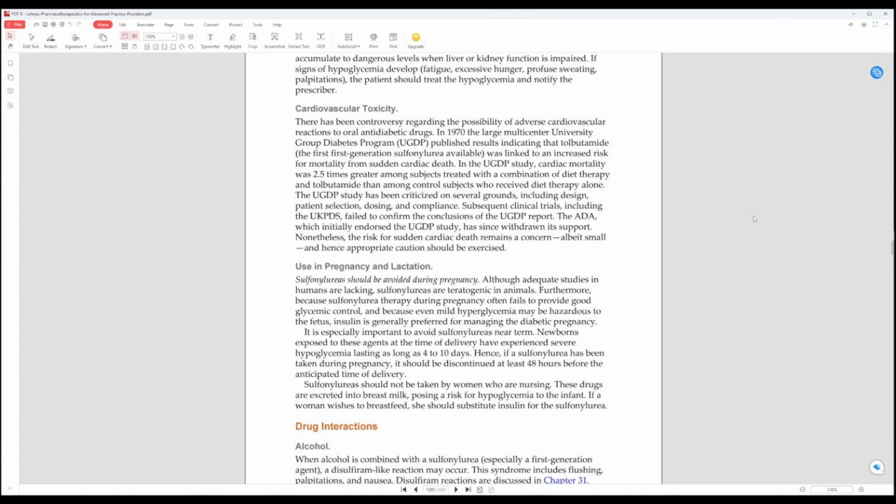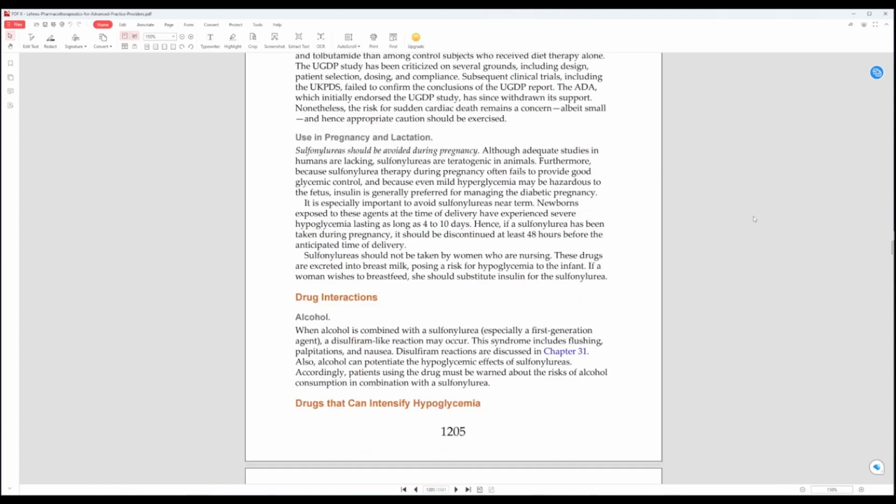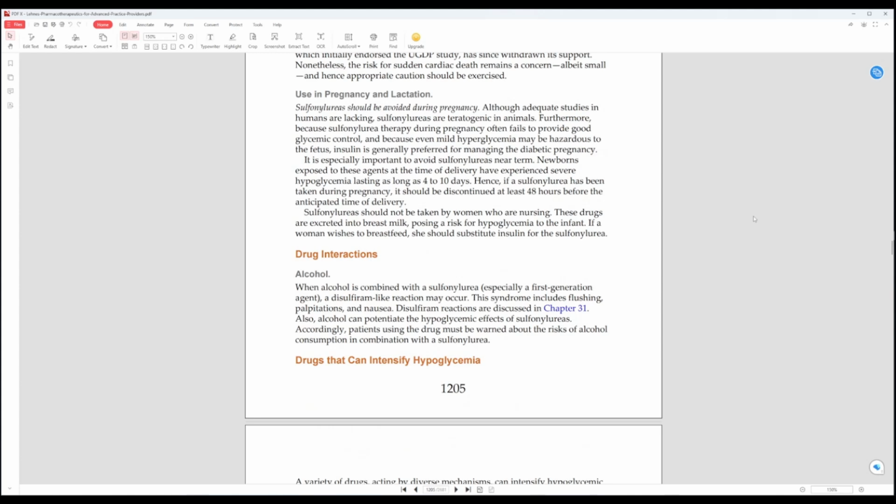The UGDP study has been criticized on several grounds, including design, patient selection, dosing, and compliance. Subsequent clinical trials, including the UKPDS, failed to confirm the conclusions of the UGDP report. The ADA, which initially endorsed the UGDP study, has since withdrawn its support. Nonetheless, the risk for sudden cardiac death remains a concern, albeit a small one, and therefore appropriate caution should be exercised.